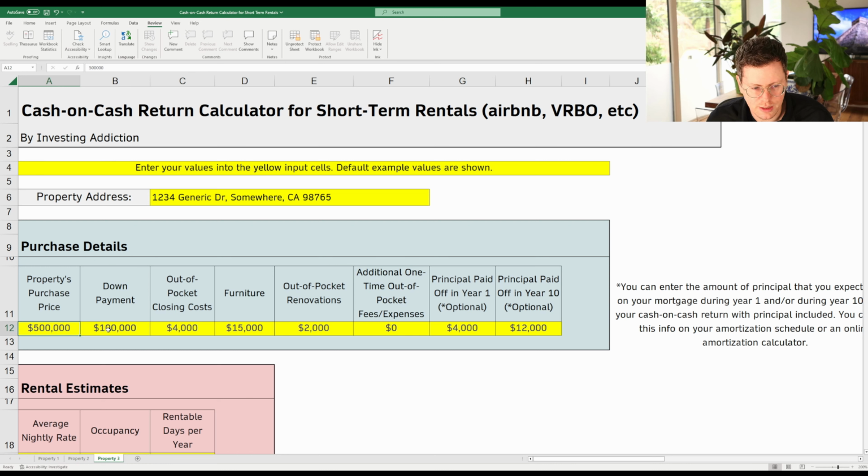Purchase price is the same, $500,000, same down payment, same out-of-pocket closing costs. But in this case, since it's a short-term rental, we're going to have to buy furniture, and that's going to cost $15,000 to furnish the entire home. The out-of-pocket renovations are the same, $2,000. No additional one-time out-of-pocket expenses. And then the amount of principal that's being paid off on the loan is the same.